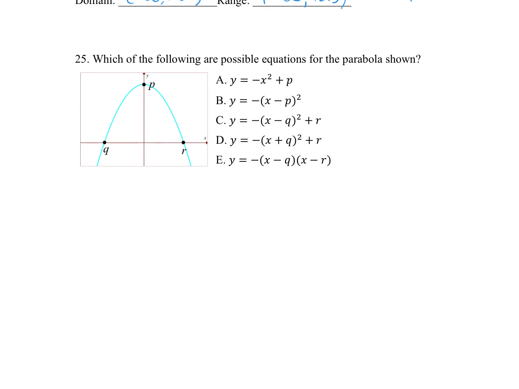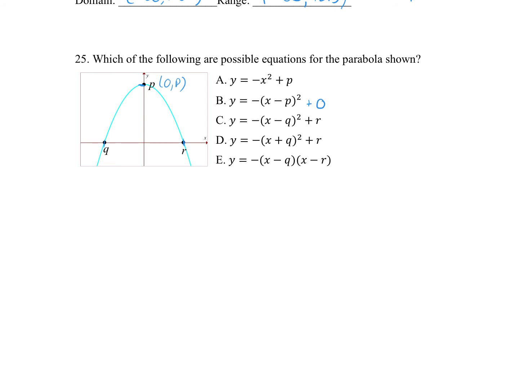If we keep looking at our equations here, we notice that B, C, and D are all somewhat in vertex form. We can imagine that there's a plus 0 there. If we look at it here, P is a y value since it's up on the y-axis. Q and R are x values. And so our vertex is at x equals 0 and P, right? That's what our vertex should be.